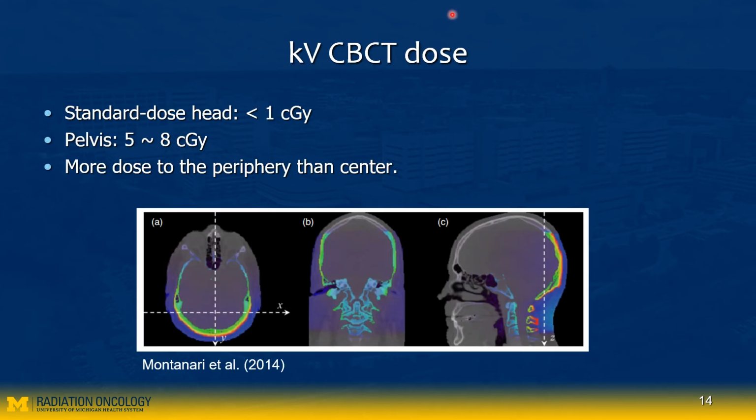Okay, let's talk about the imaging dose from the kilovoltage cone beam CT. The standard head dose is about 1 centigray, 1 millisievert or less. And a pelvis scan is about several centigray, which is more like equivalent to a regular CT sim.